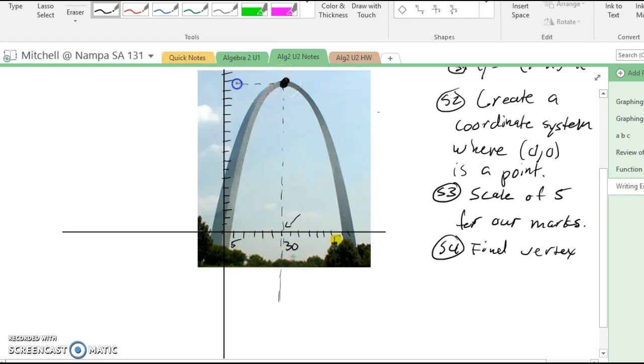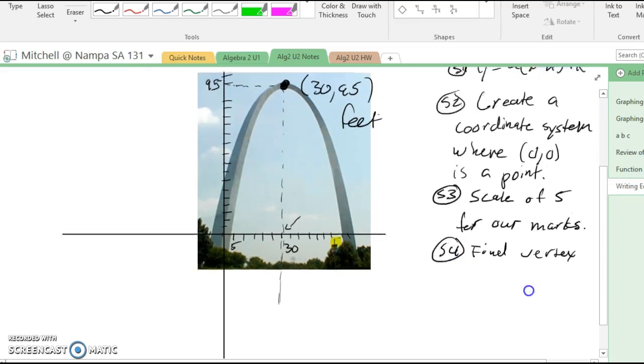And if I go over, I'm about right here. So I have 5, 10, 15. So this was 100, so this would be 95, if I remember right. We counted to 100. Okay. So our vertex is 30, 95, and this is in feet. So that's why it's important to use our vertex form.